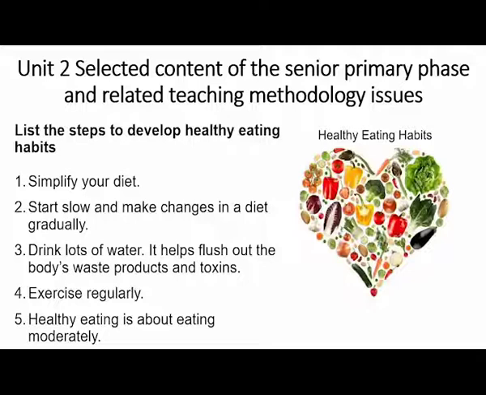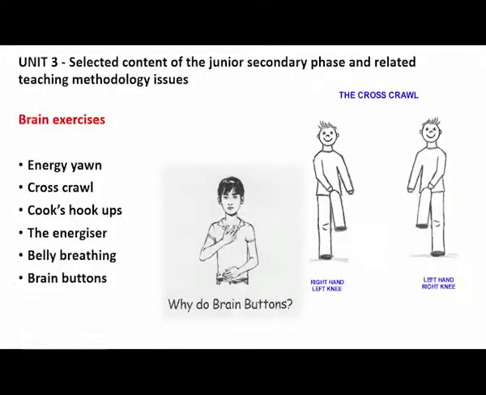Then we have the list of steps to develop healthy eating. This you must cover. Simplify your diet, start slow, and make changes in the diet gradually. You must drink a lot of water, and then exercise regularly, and then healthy eating is about eating moderately.